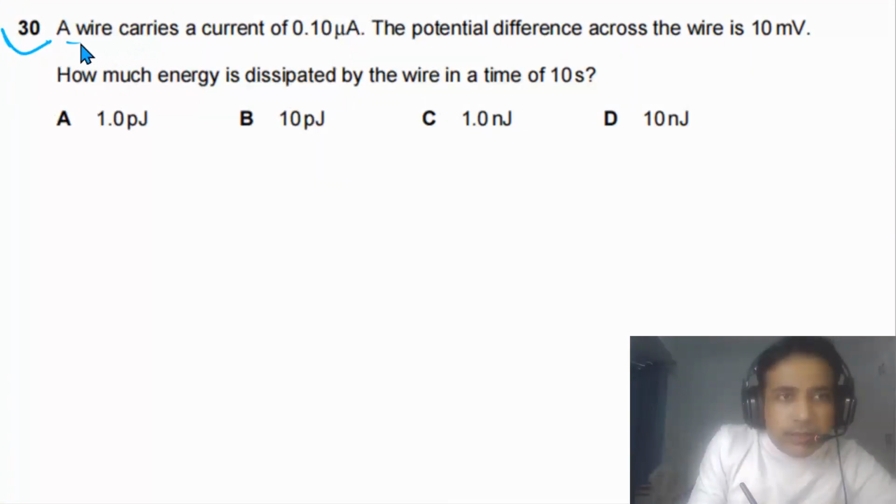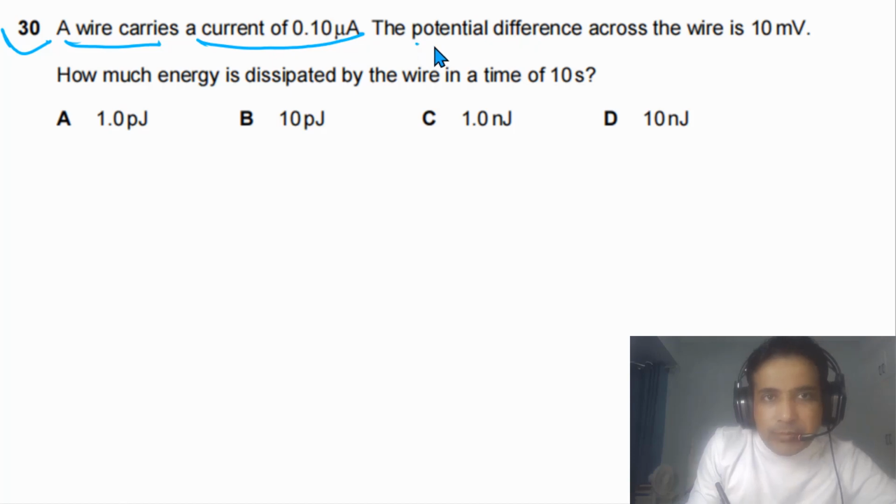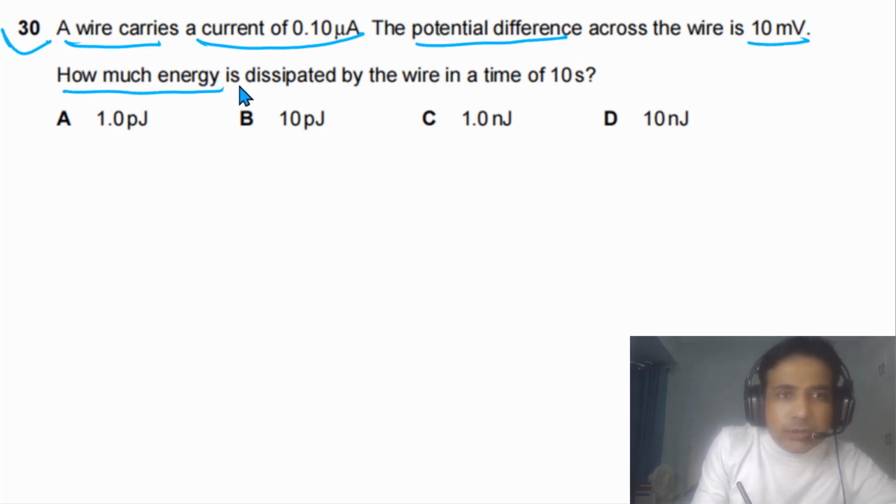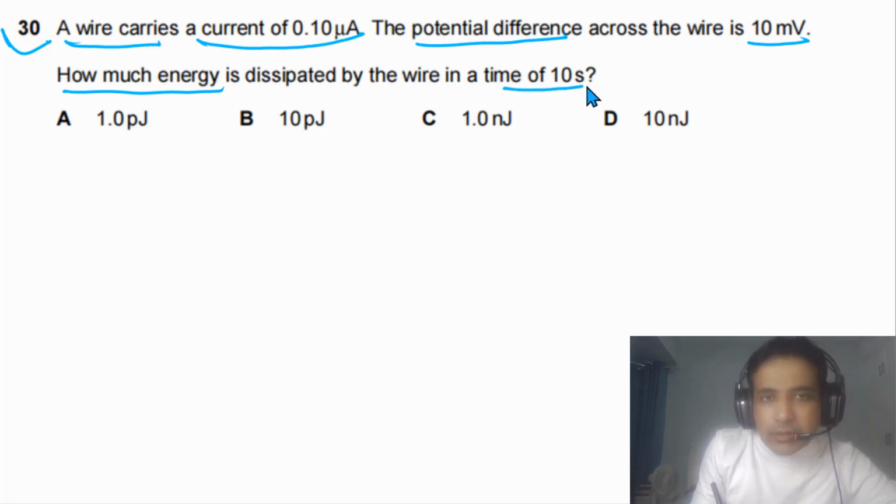Question number 30 says a wire carries a current of 0.10 microamps. The potential difference across the wire is 10 millivolts. How much energy is dissipated by the wire in a time of 10 seconds? First of all, we can just imagine the wire as a resistor. So this is the wire. It has a certain resistance and the current passing through this wire is given to us. I is current, that is equal to 0.10 times 10 to minus 6 amps.